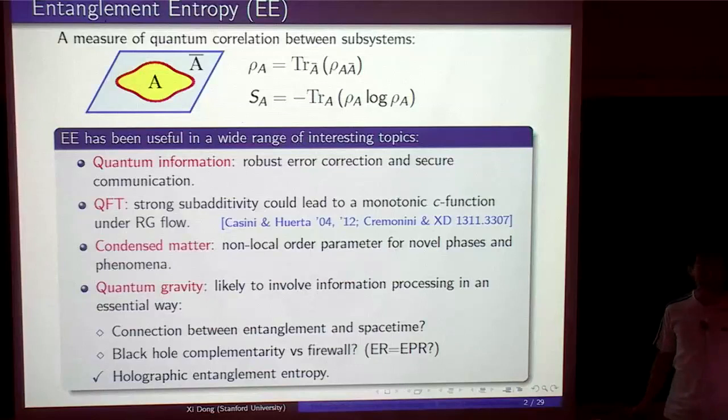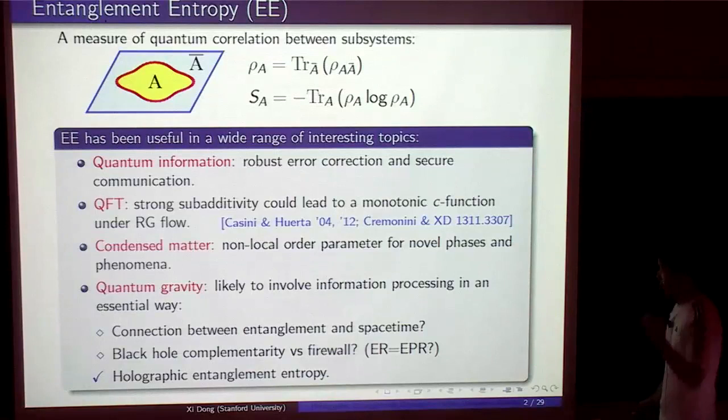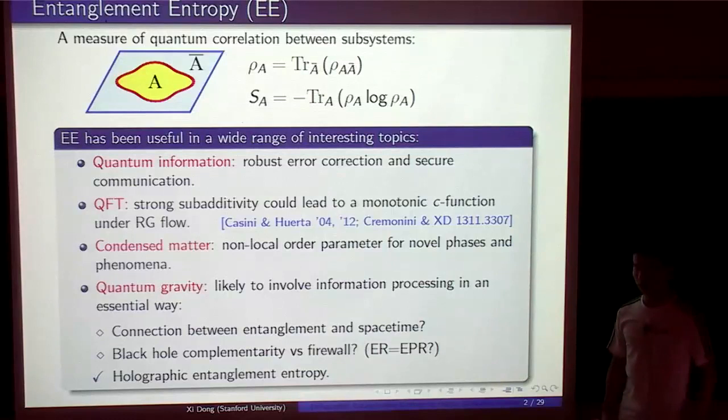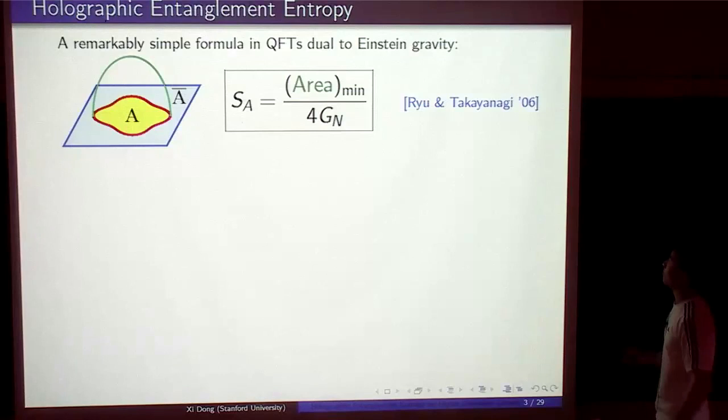And understanding or deriving AdS/CFT in a different way would be tremendously helpful, at least for that purpose. Entanglement entropy also comes into the current debate about black hole complementarity versus firewall. But I'm not going to say much in this talk. I'm going to focus on the holographic entanglement entropy, which is really a field theory quantity that is completely concretely defined, but is geometrized by the holographic dual. So let's first review how that is done in Einstein gravity.